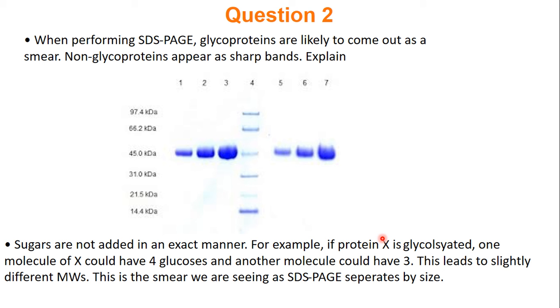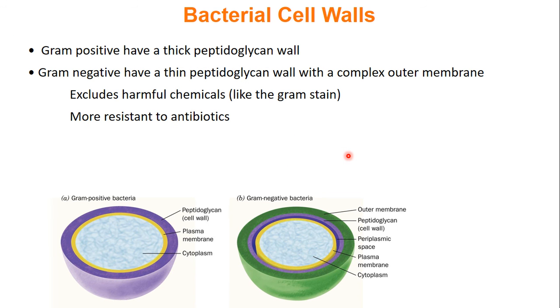That means each glycosylated protein has a slightly different molecular weight, and SDS-PAGE separates by molecular weight. So you get this smear because this is all one protein, but they have different numbers of sugars on them, so they're slightly different weights.